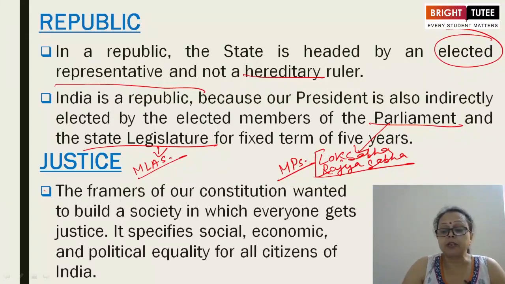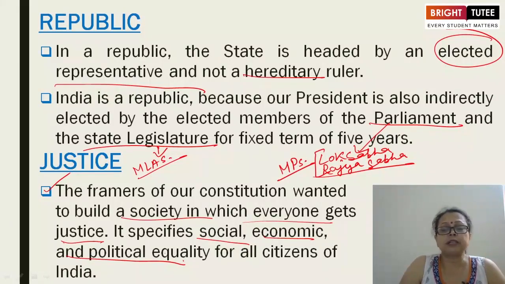Next, it is about justice. The framers of our constitution wanted to build a society in which everyone gets justice. It specifies social, economic and political equality for all citizens of India. Social, economic and political equality means that in society also no one can discriminate on the basis of caste or religion. No one can be discriminated.